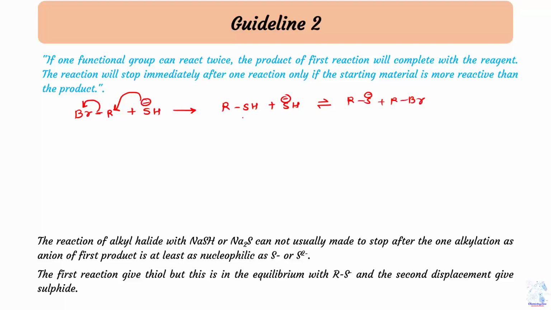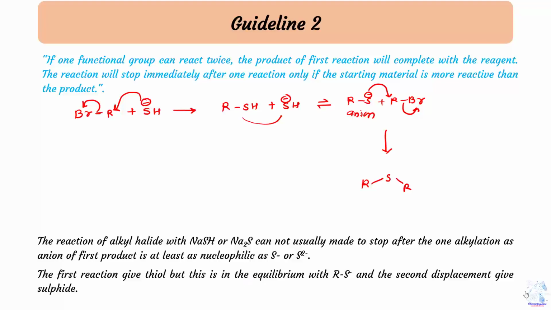When we use these two, we will get the anion, again the another mole which we discussed previously in the first slide. Again the negative charge attacks over there and takes this bond pair. And what do we get? We get RSR. So the reaction of alkyl halide with NaSH or Na2S is usually made to stop after one alkylation, as the anion first produced is SH- or S2-. The reaction gives a thiol, but this is in equilibrium with RS-, and the second displacement gives the sulfide.